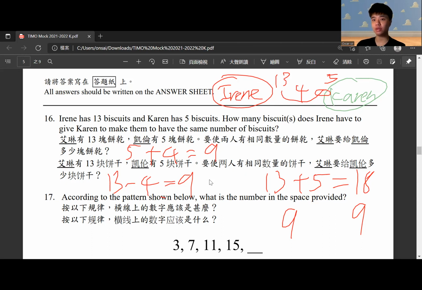We know the total number of bakers in this question is 18, so we know that if these two guys must have the same number, there is no other way. It must be 9 plus 9, 9 and 9. Iron has 9 and then Karen has 9. No other option. So in this way we can easily figure out the problem.